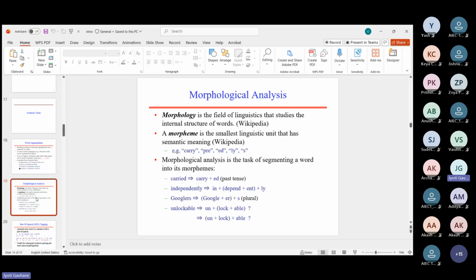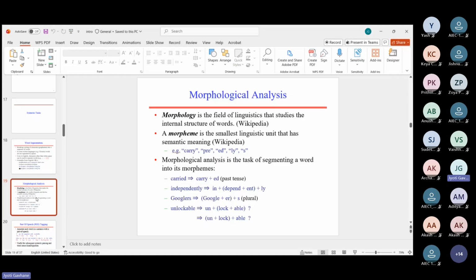If I am saying carry, yes, carry is nothing but you have to carry something. Okay. As soon as pre, ed, ly, s, these are some of the morphemes, though they have not predefined meaning, but they will be treated as the smallest linguistic unit, right? Why? Because if I am adding ed in front of a verb, then yes, the meaning is being changed, that is the past tense, correct?